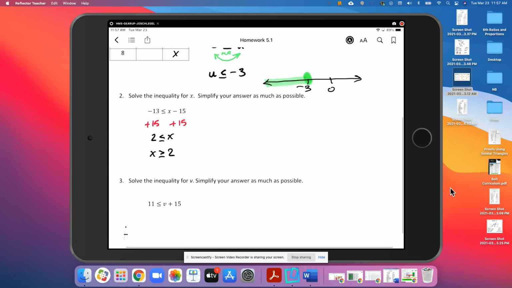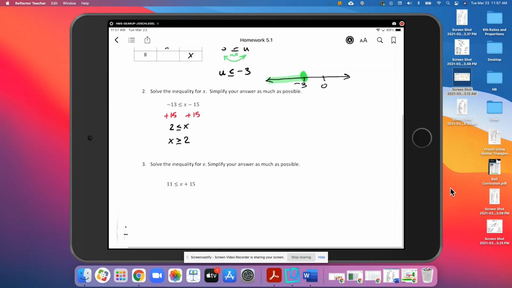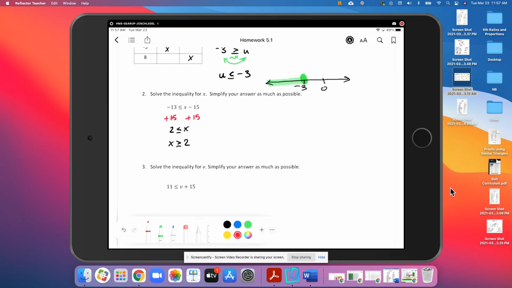Moving to the next. We have a plus 15 on the right, so we're going to subtract 15 from both sides. And we are going to get 11 minus 15. The signs are different, so we find the difference. The difference is 4. 15 is bigger, it's negative, so my answer is negative. And it's going to look like that.